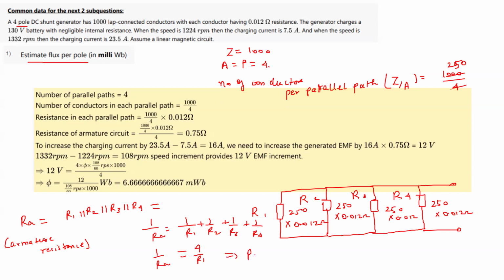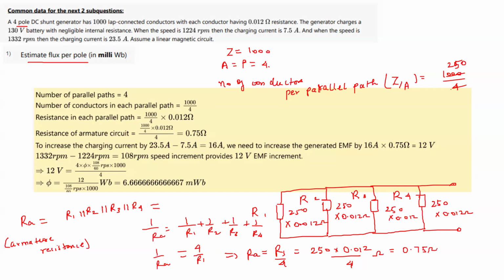So RA becomes R1 by 4, which is 250 into 0.012 by 4. So this much is the armature resistance. Okay, so if you calculate, it will come out to be 0.75 ohms.